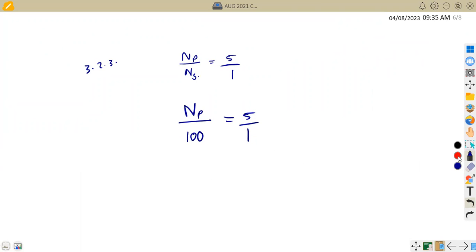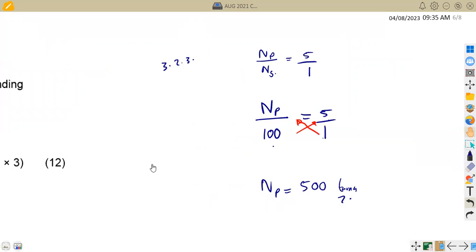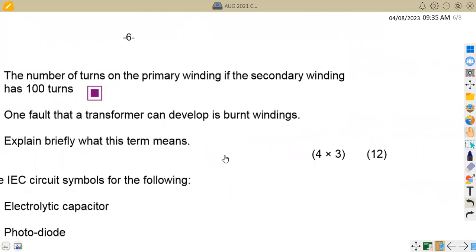So you can calculate the value of NP, cross multiply again. That is going to be 1 times NP, which is NP is equal to 100 times 5, which is 500 turns. So that means in the primary, we have got 500 turns in this case. All right, so that was the question.